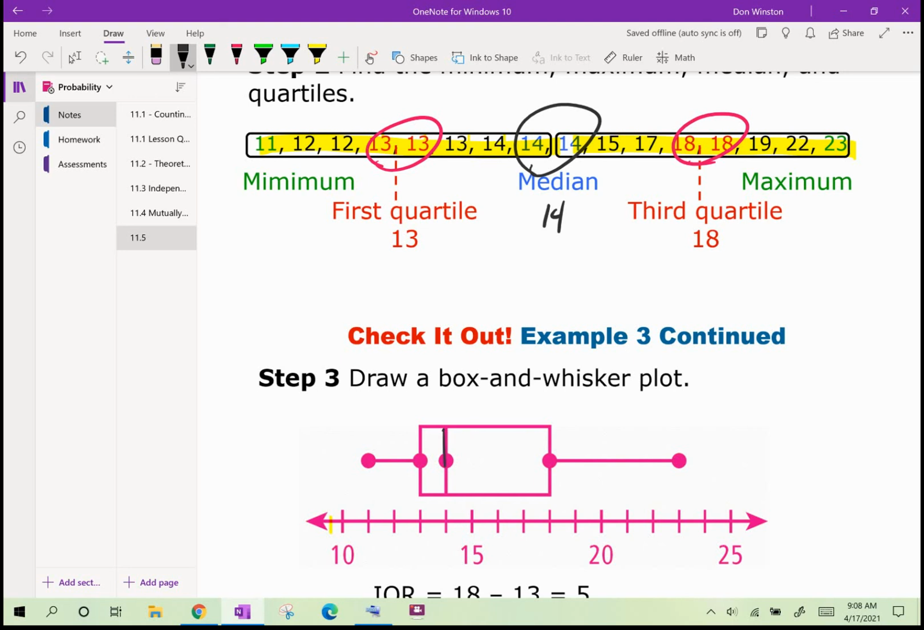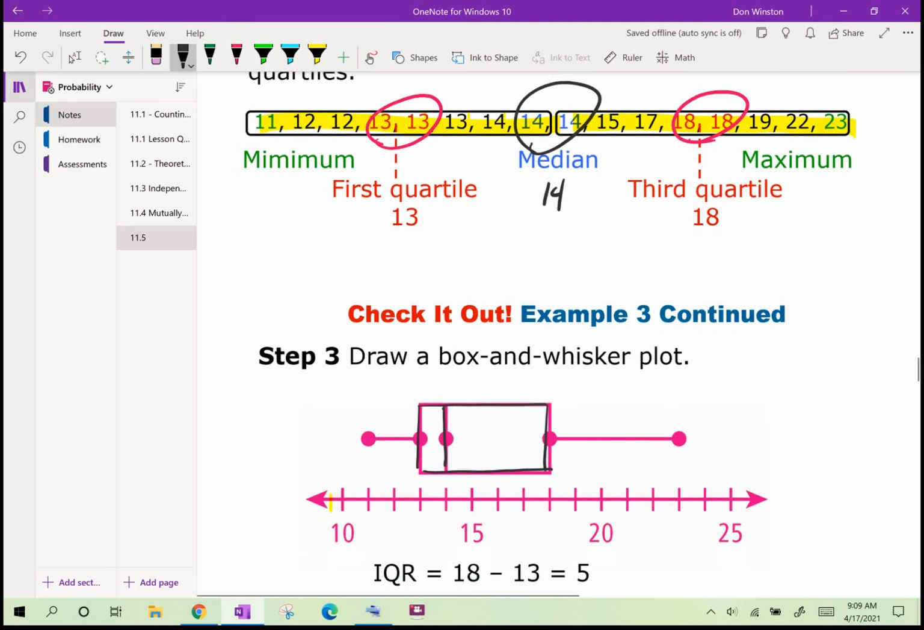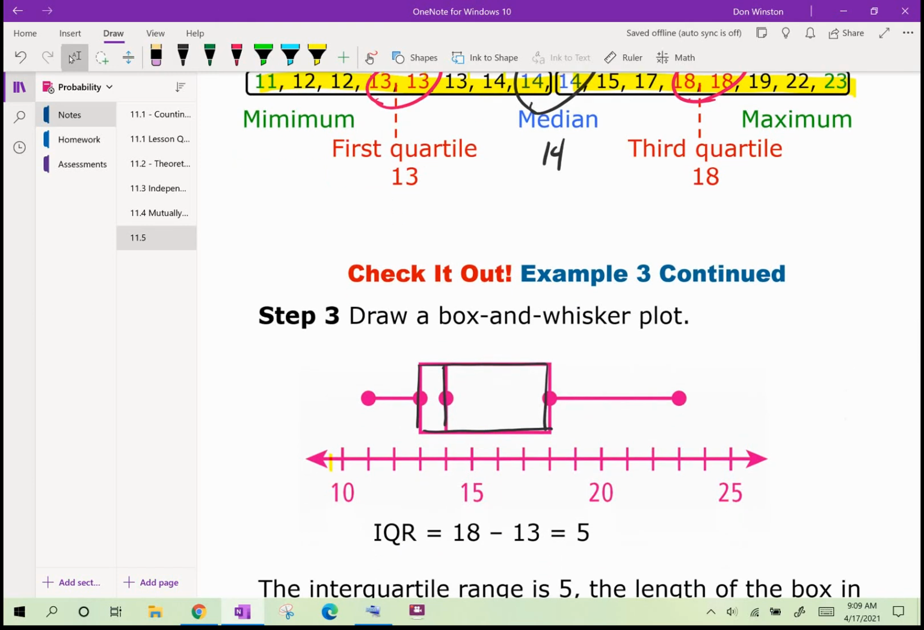All right, so we had our median. So we draw a line at our median, 14, we draw a line at our first quartile, 13, a line at the third quartile, 18, we put a box around everything, and then we plot our minimum, which is 11, maximum 18, and then we draw whiskers. The interquartile range is 18 minus 13, which is 5.